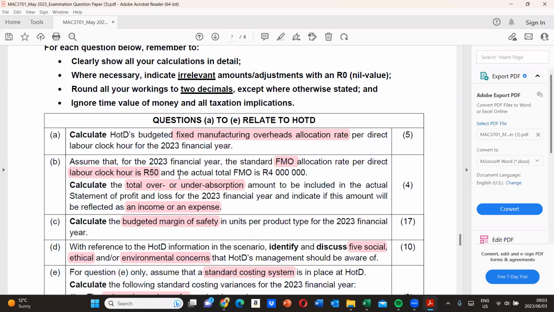So they say assume that for this year, the fixed manufacturing overhead allocation rate per direct labor clock hour is 50. And the actual fixed manufacturing overhead is 40 million. Now, they want us to do the calculation of what? They want us to do the calculation now of over or under absorption. So what do you guys do in regards to this part of the question? How do you go about it? How do you calculate your over or under absorption when you have your allocation rate?